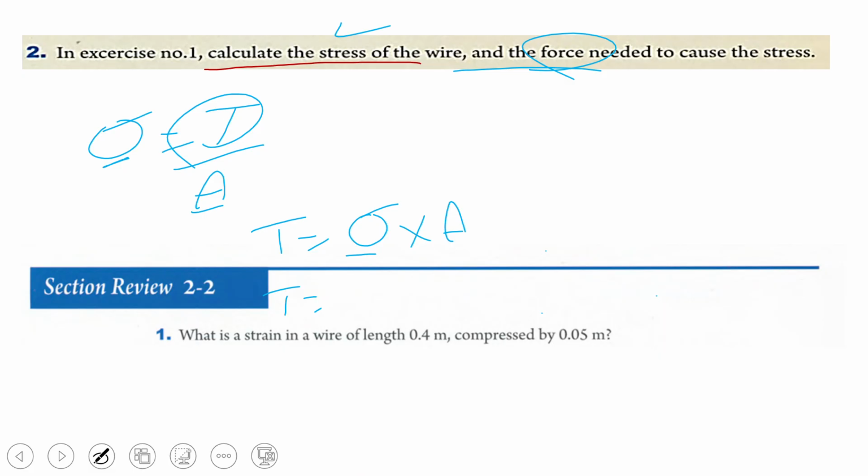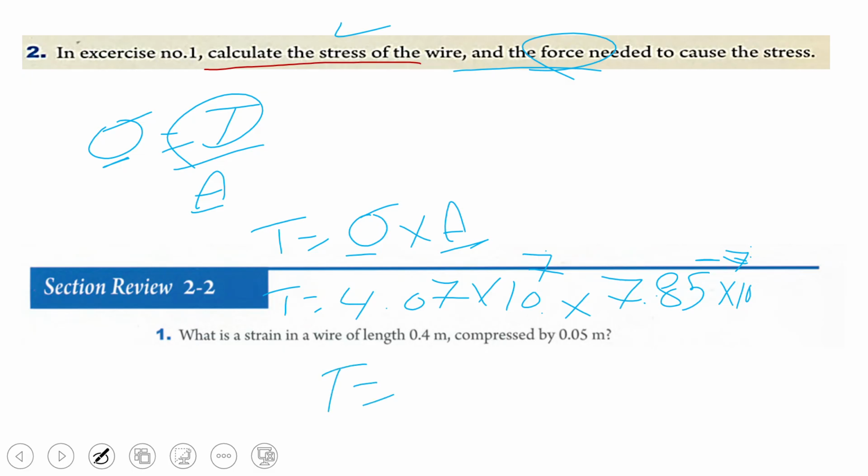Okay, find tension. So we have stress, because we got the answer of stress in the previous part. So stress is equal to 4.07 times 10 power 7 times, and we have got the area too. The question one, it was 7.85 times 10 power negative 7. Multiplied by calculator, the answer is 31.9 Newton.